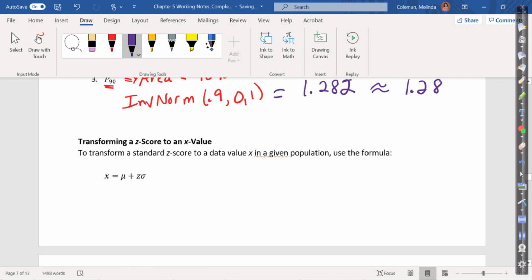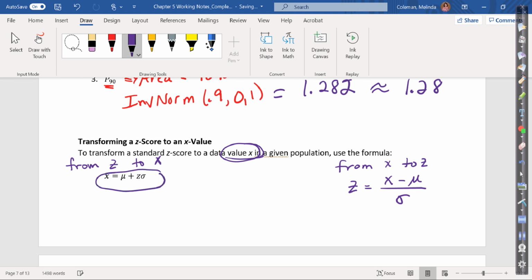All right, next then. So this time, since we're doing the opposite, instead of finding the z value, the z-score, we're going to find the x value. So this is going to change from z to x. From x to z is this formula: z equals x minus the mean divided by standard deviation. So the x then is mean plus standard deviation times the z-score.